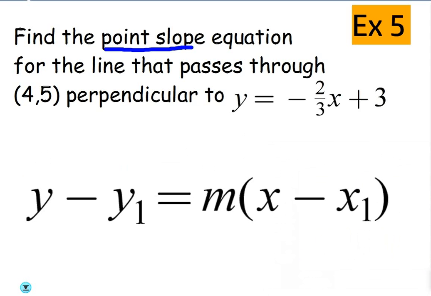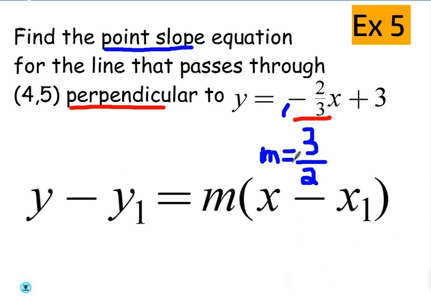Now, we're dealing with a perpendicular line. And so what are you going to do with the slope right here? Flip it and what? Opposite of the negative, right? So it's going to be positive. So our slope is going to be 2/3 flipped. And since there's a negative there, the new slope is going to be positive.